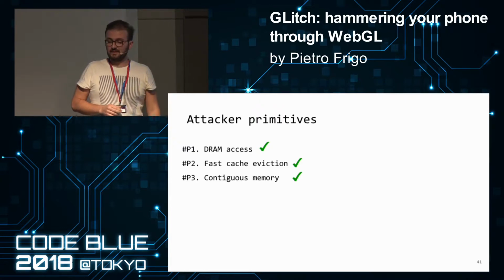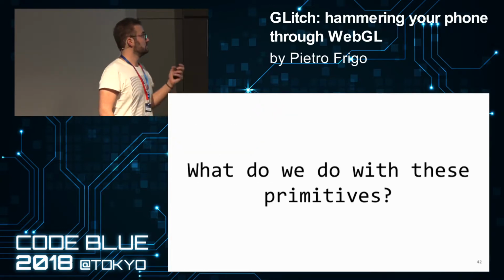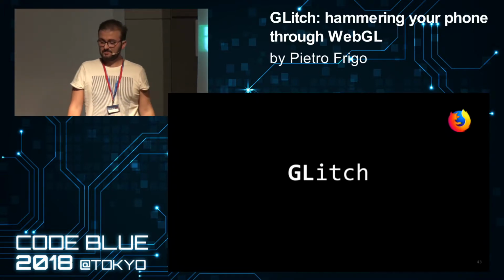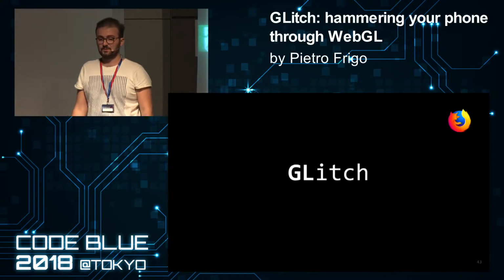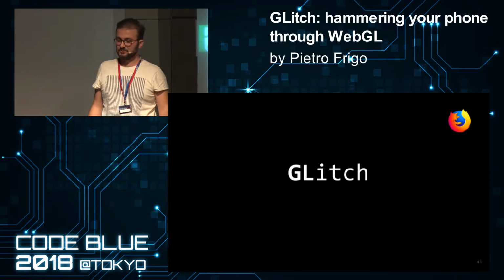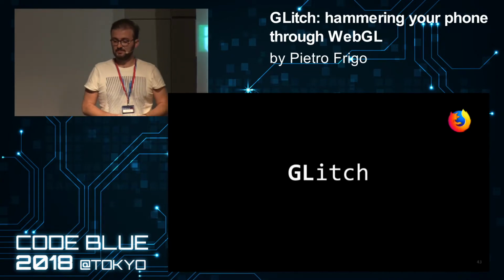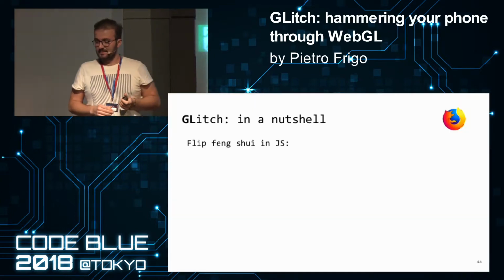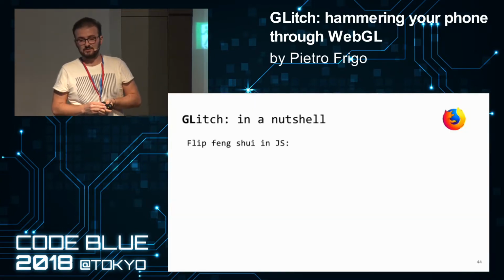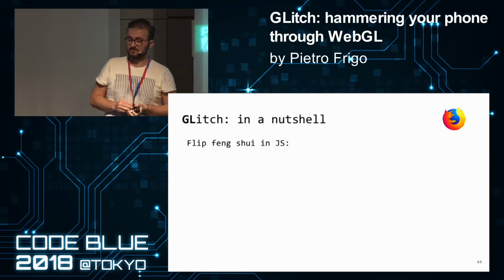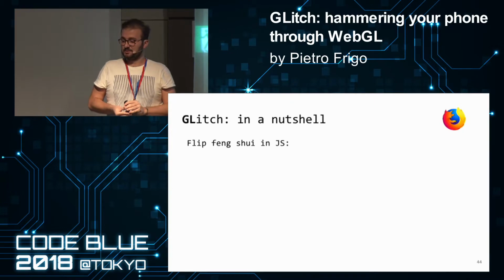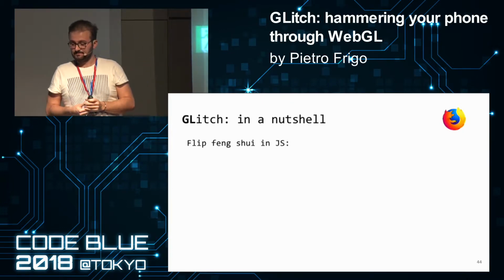So we have our 3 primitives. The next step is, what do we do with these primitives? And the answer is glitch. Glitch is our exploit that we developed, and we dubbed it glitch because of Rowhammer, which is a hardware glitch, and GL because of WebGL. And the way glitch works is basically flip feng shui in JavaScript. So we call this process flip feng shui because it's very similar to any heap feng shui attack, but you do it on physical level, so in DRAM.